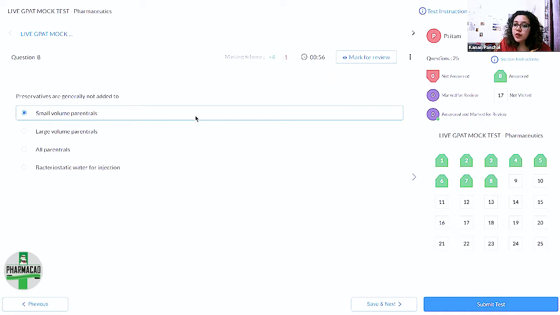Large volume mein you will require. Small volume, single dose mein you don't require. Multi-dose mein you require. Large volume mein you will need some amount of preservative. Okay, but उसका percentage low होना चाहिए. Small volume parenterals में नहीं required होता है. All parenterals is also not an option. And bacteriostatic water for injection में भी नहीं लगता है. All right. So these three things are not right. The most correct answer here, I would say, is small volume parenterals.